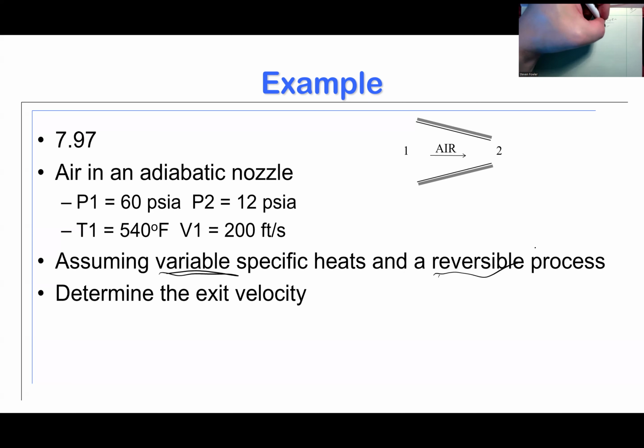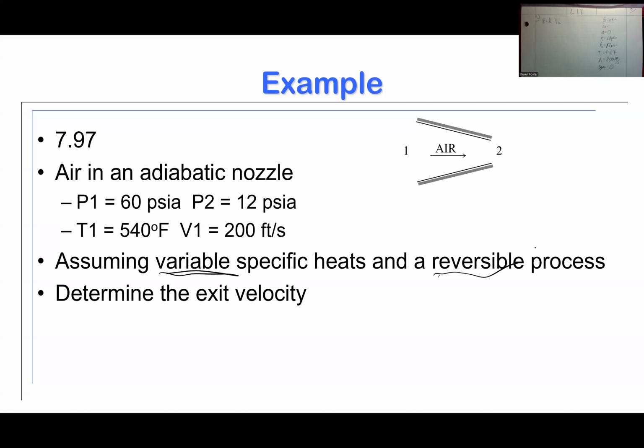You can write down as much or as little as you like as you're following along. We know it's air. There's no heat transfer because it's adiabatic. We're given the initial pressure of 60 pounds per square inch absolute, an outlet pressure of 12 pounds per square inch absolute, an initial temperature of 540 degrees Fahrenheit, and an initial inlet speed of 200 feet per second. They have also told us to assume that it's reversible, so S gen is zero. They want us to find the exit speed.